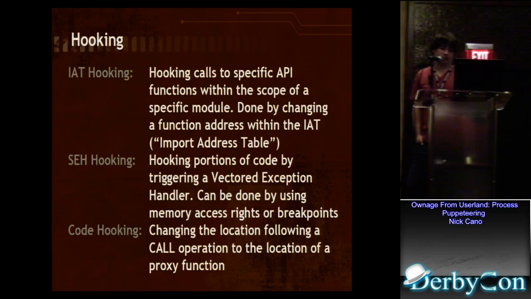And there's SEH hooking, which is hooking portions of code by triggering a vectored exception handler. And you're going to do that by maybe putting an interrupt 3 breakpoint on that piece of memory, interrupt 2D, or maybe you set the memory to no access. Whatever you want to do to trigger an exception handler to handle when that piece of code is hit. And then there's code hooking, and this is the simplest of the three. It's just changing the location following the call operation to your own location, so the process is calling your own function.